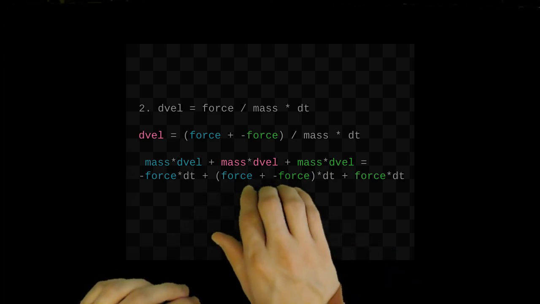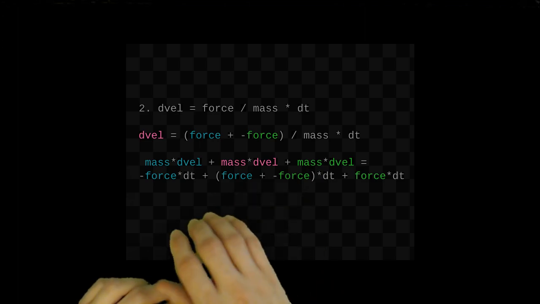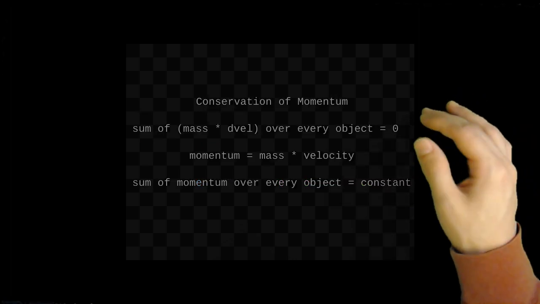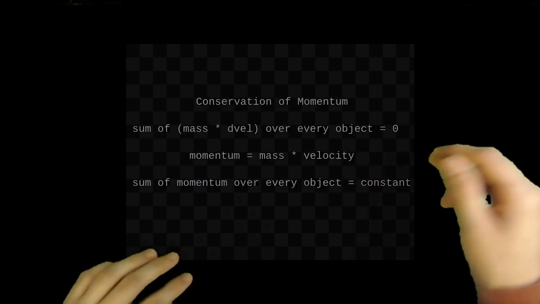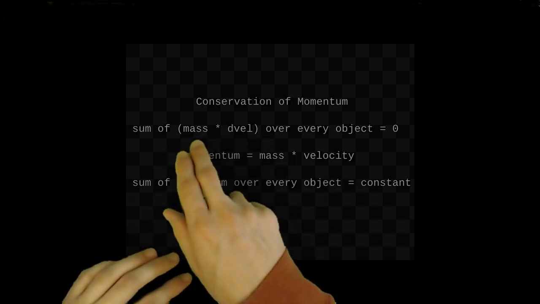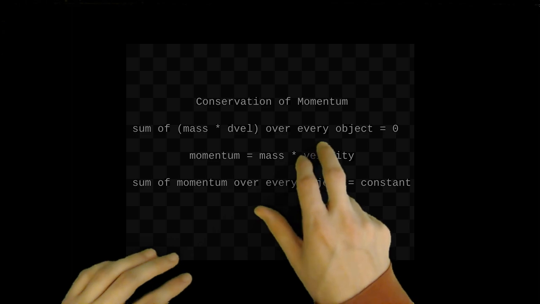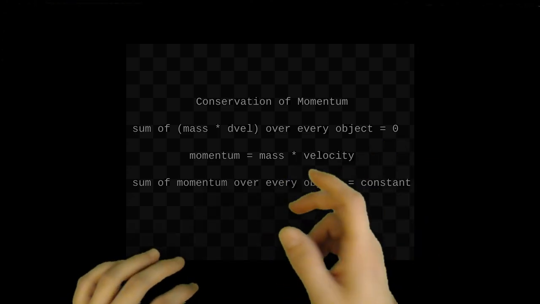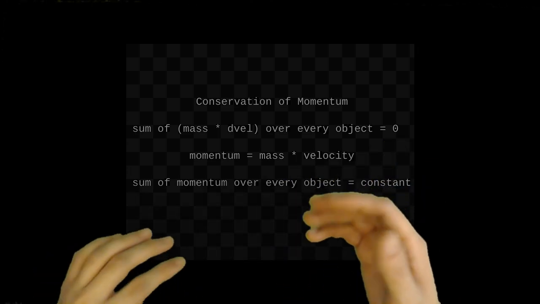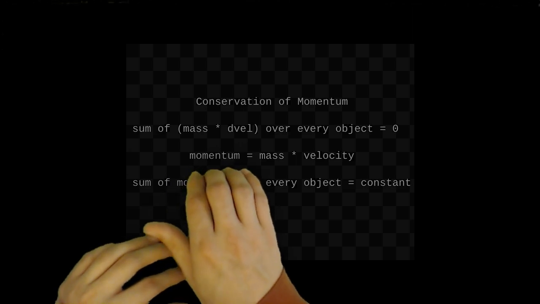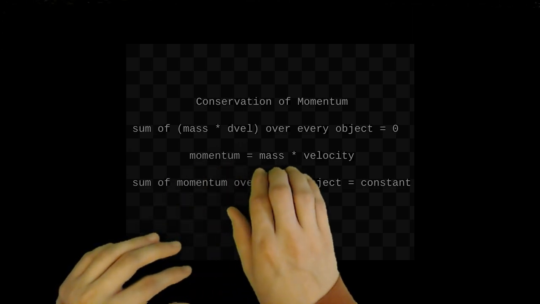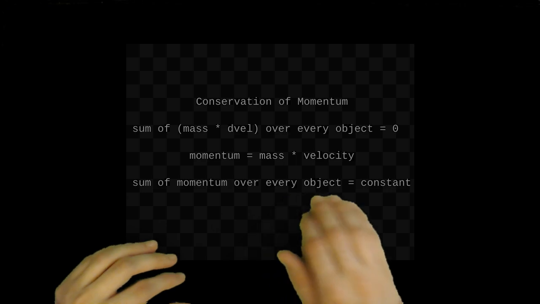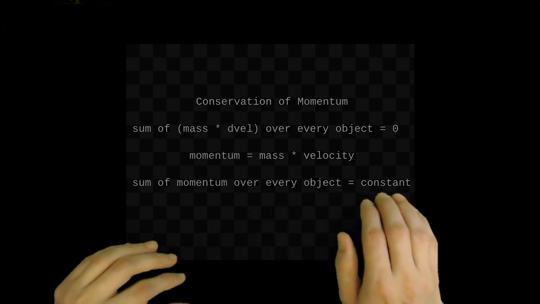So the same thing is happening here with 3 objects that was happening with 2 objects. And so this right here is conservation of momentum. The sums of all of the objects' masses times their delta velocities, when you sum them over every object, is going to be 0 at every single time step, always, as long as your forces are always equal and opposite and all accounted for. We define an object's momentum to be its mass times its velocity, and the sums of momentums over every object is constant at every single time step.